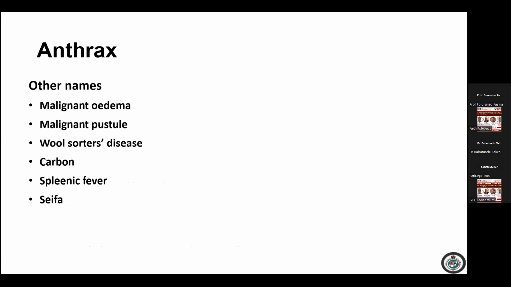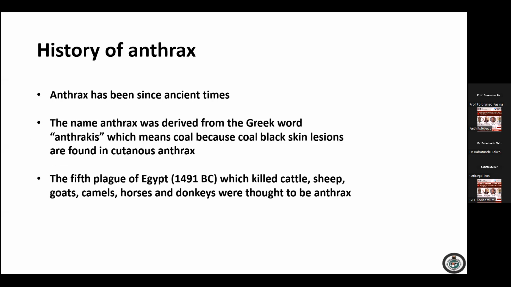So other names that they call anthrax are malignant edema, malignant pustule, wool-sorter's disease, carbon, splenic fever, and in Nigeria, especially the Fulanis, call it Cepha. Brief history of anthrax. Anthrax is as old as mankind.